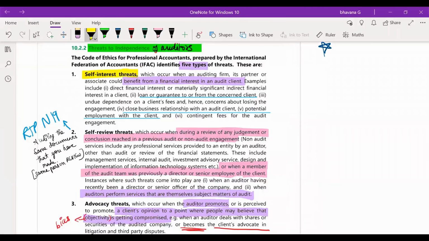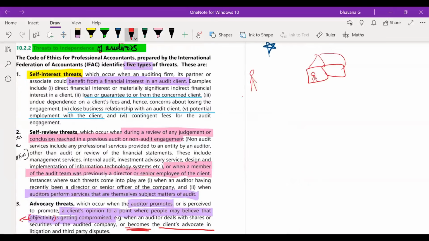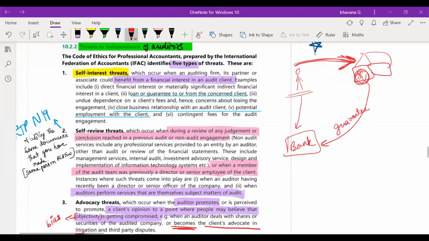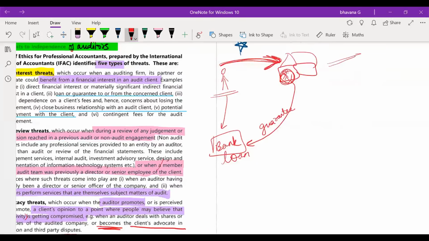What is the self-interest threat? See, now I am the auditor, and this is my client. Suppose I'm going to audit their company. What might happen is that I might have taken a loan from a bank, and the person of this company might have given a guarantee for such a loan. So when I go and audit the company, since they have helped me financially by giving me a guarantee for the loan which I have taken in the bank, I will try to be more partial towards the company and will try to help them, right? So this is a self-interest threat.